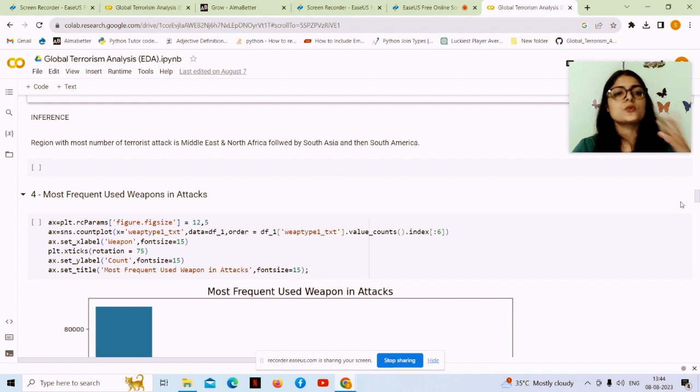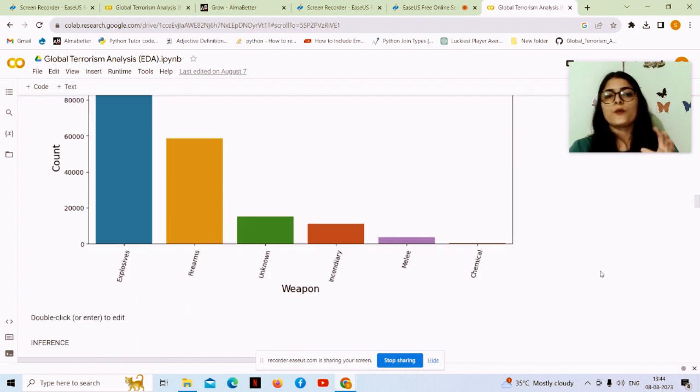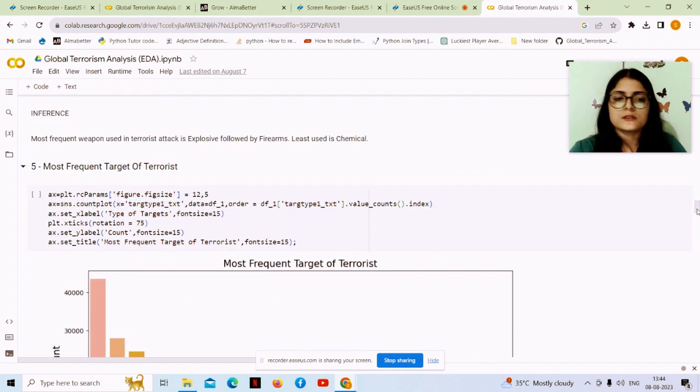Fourth one is the most frequently used weapons in the attacks. The weapons used by the terrorists: the first one is explosives, the second one is firearms, and if we talk about the least used, the chemical weapons are the least one.